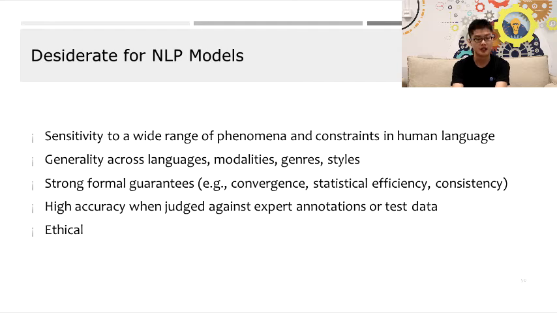Desiderata for NLP models today. First, sensitivity to a wide range of phenomena and constraints in human language. Second, it should be general, across languages, modalities, genres, and styles. Then strong formal guarantees, and most importantly, high accuracy, and it has to be ethical.